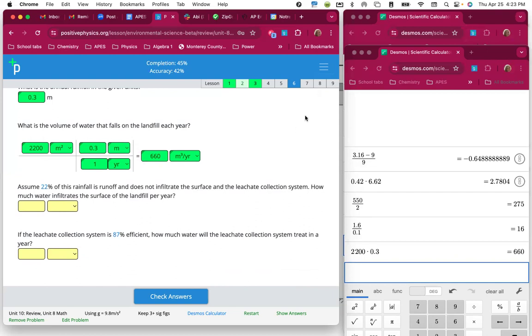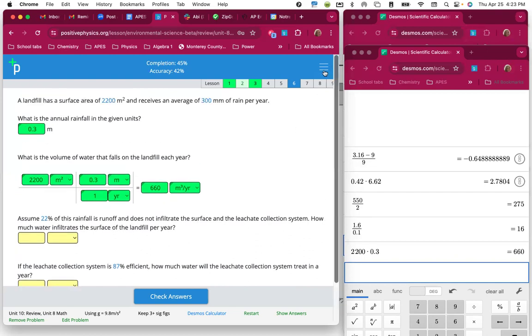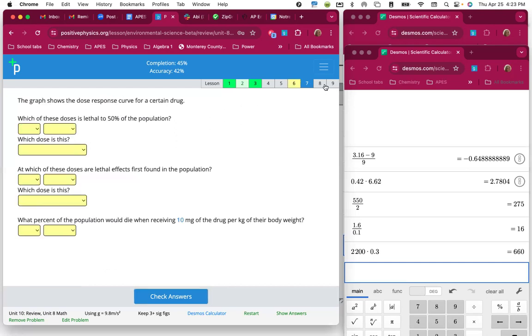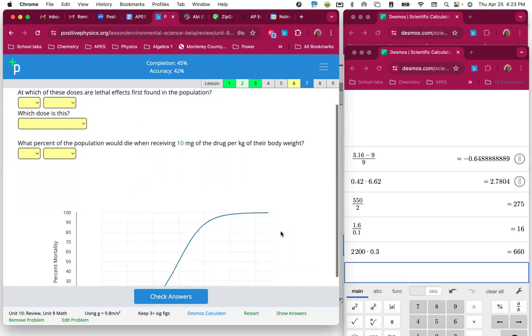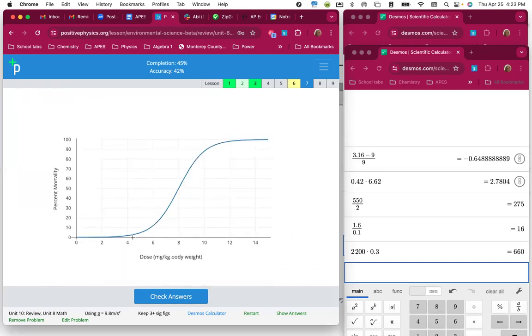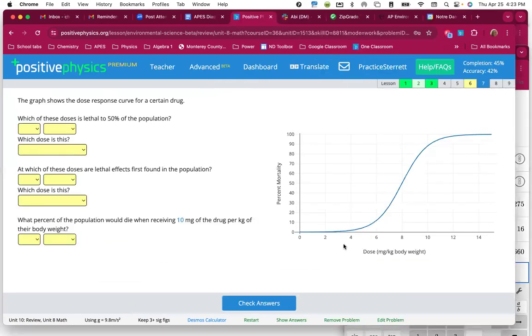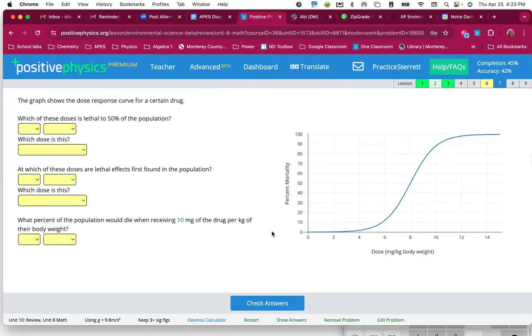If unit analysis specifically is something that you want to work on, let me just actually check if there's anything else I was going to show you guys. Oh, I did want to show you guys the dose response curve. So another unit 8 thing that's really useful and important is understanding LD50 or dose response curves. So this one is just finding out, and these numbers are randomized on here too.